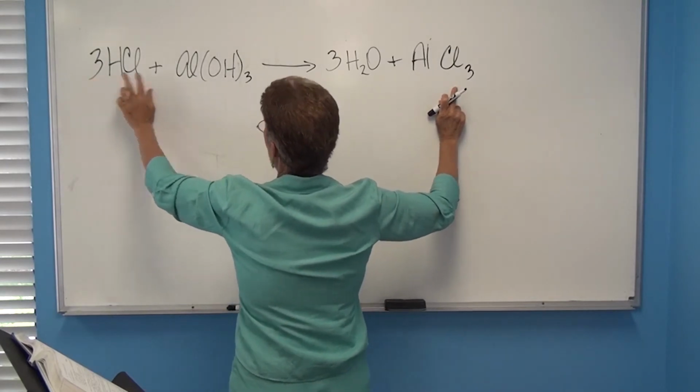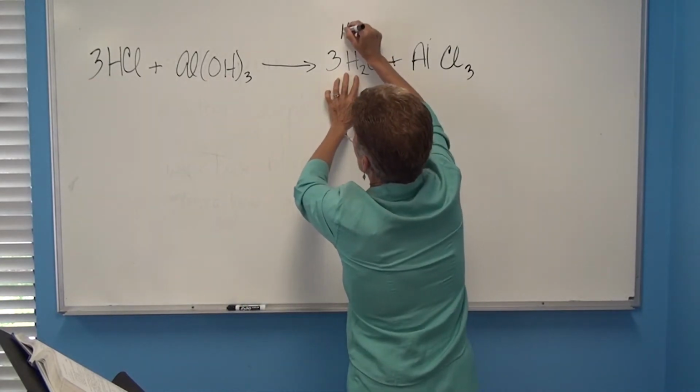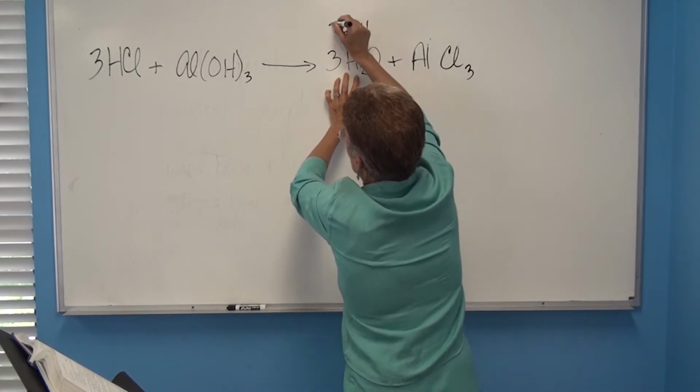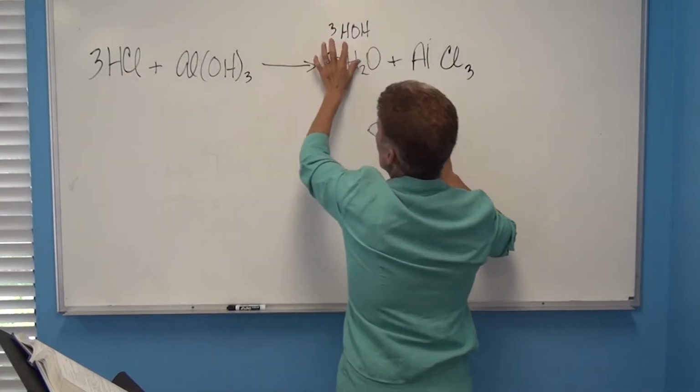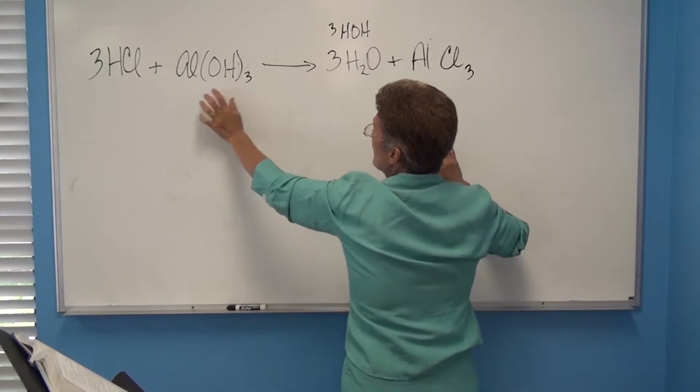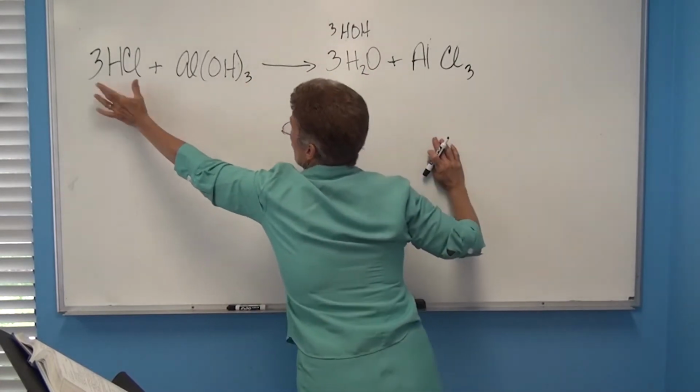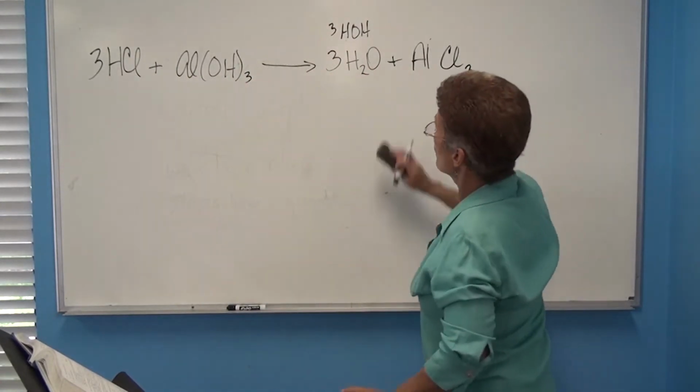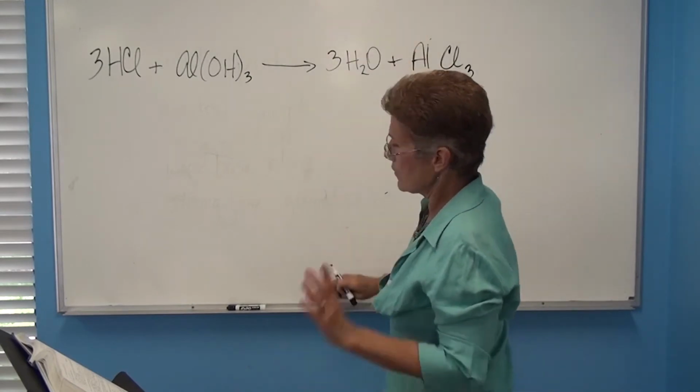We have the 3 hydrogens, which are, remember, this is actually this, isn't it? And we have 3 of those, just so you can see it. So we have 3 hydrogens, 3 hydroxide, 1 aluminum, and 3 chlorines. So we know that we're balanced. Okay, so now we're balanced.